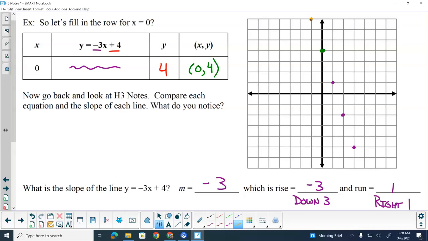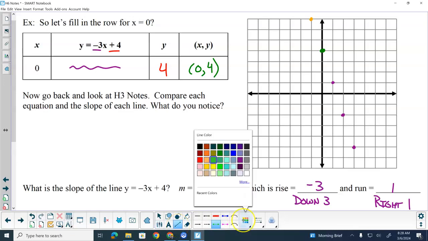Okay? Then, using our straight edge, and not just our straight edge between 2 points, but our straight edge all the way across the graph, making sure that it hits the points.